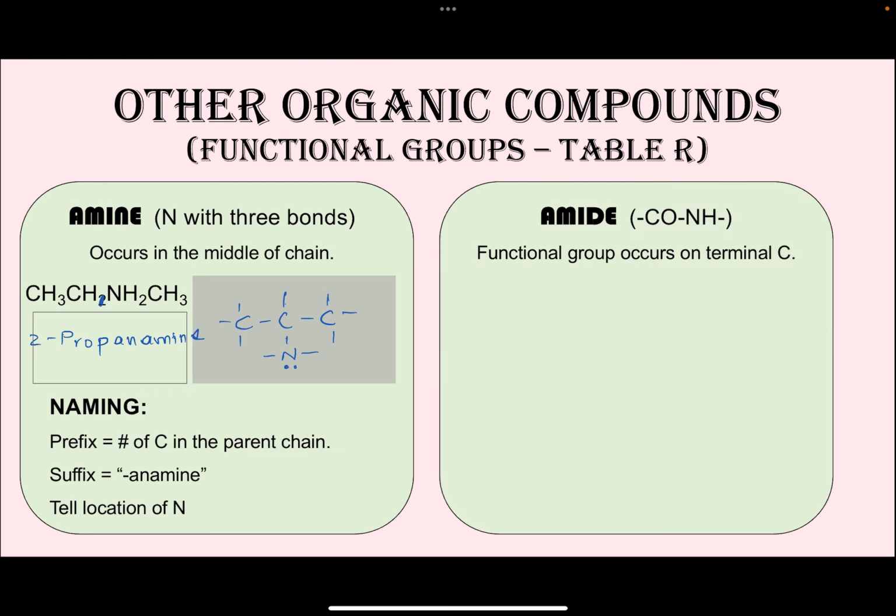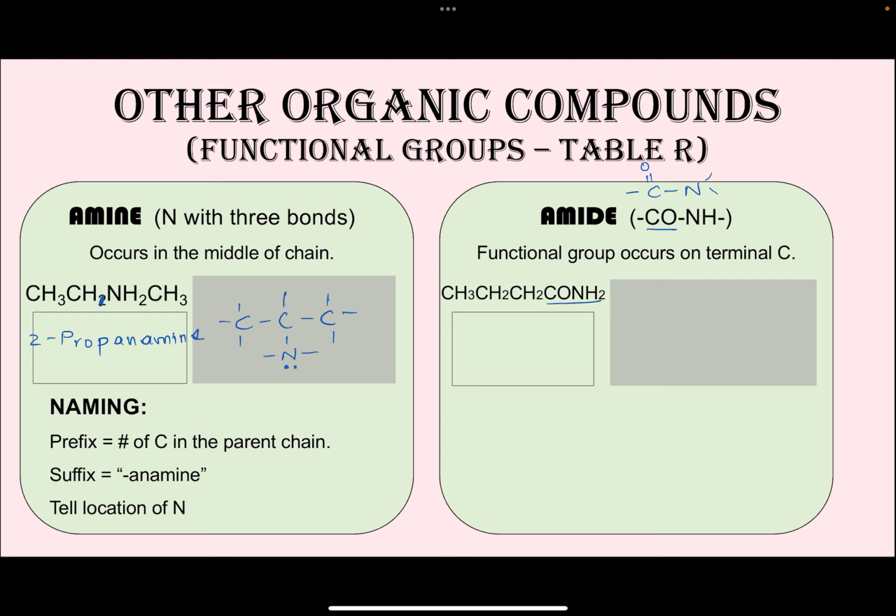So lastly, we have the amide. This one has a carbon double bonded to oxygen, and then we have nitrogen, which has 2 bonds. So normally it's 2 hydrogens, but sometimes it can be 1 hydrogen and then something else. And then the carbon also has a carbon chain on the other side. So here we have an example of an amide.